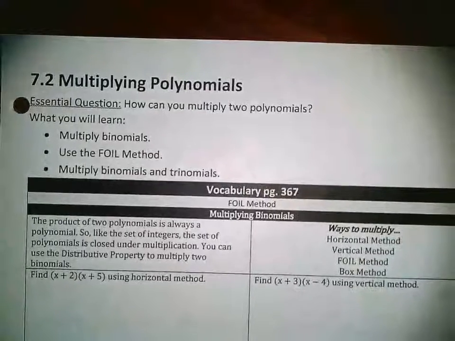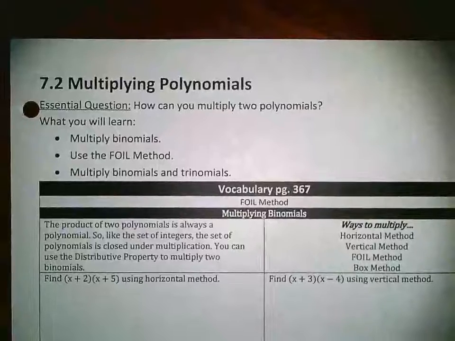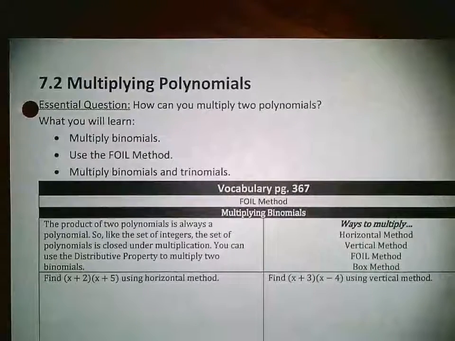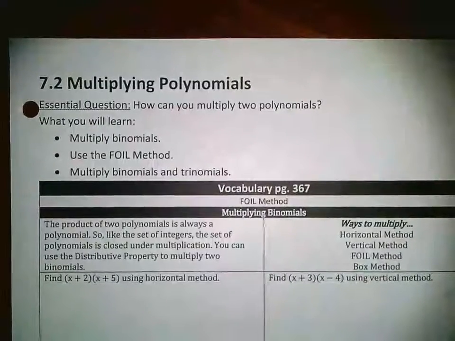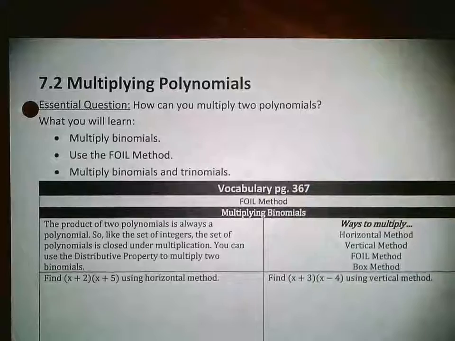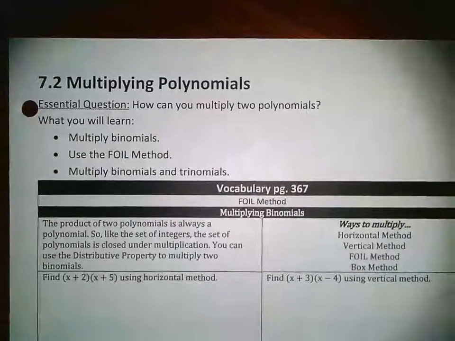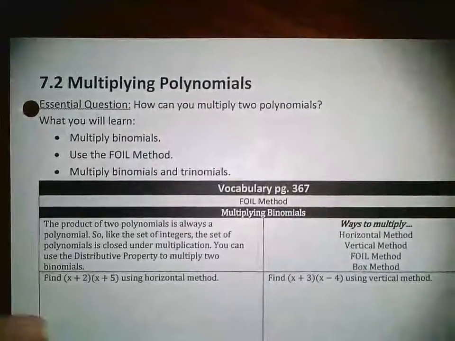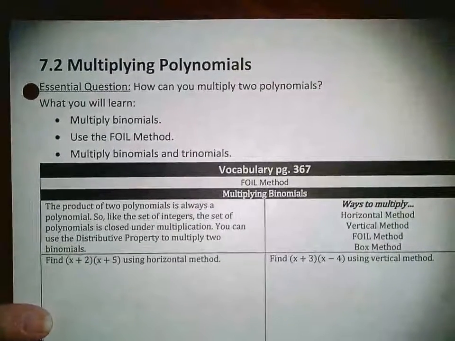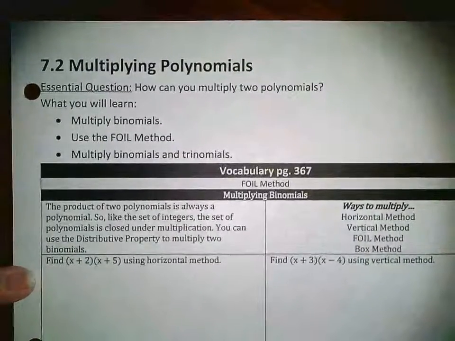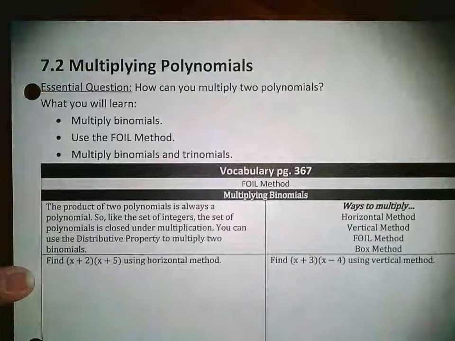Okay, so we're going to talk about 7.2. We're going to actually start multiplying polynomials. Recall that a polynomial is when you have more than one term. So a monomial would be like 3x squared. A polynomial would be like 3x squared plus 2. So learning targets today will be multiplying binomials using the FOIL method and multiplying binomials and trinomials.